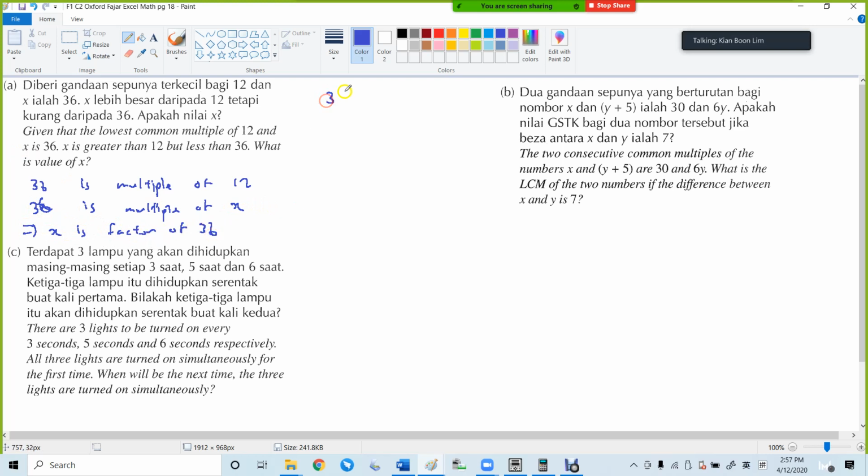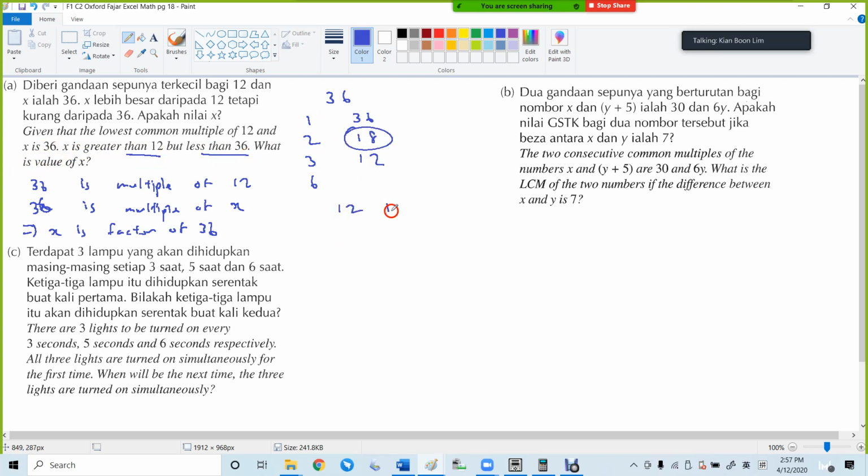So the factors of 36: 1 times 36, 2 times 18, 3 times 12, 6 times 6. Some of these can be the answer for x, and then they can form the LCM that is 36. But the question says x is greater than 12 and less than 36. So the answer is 18.